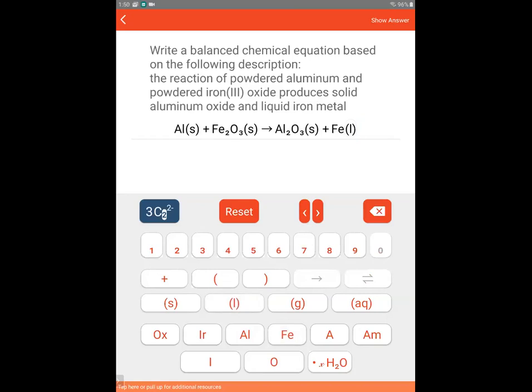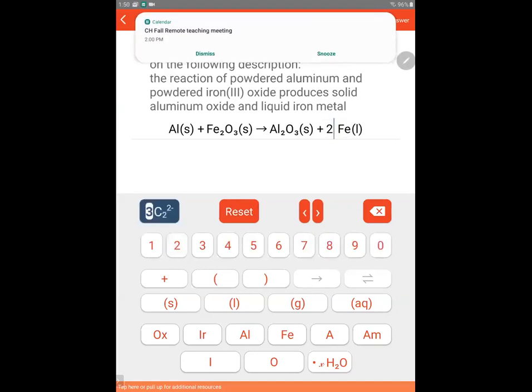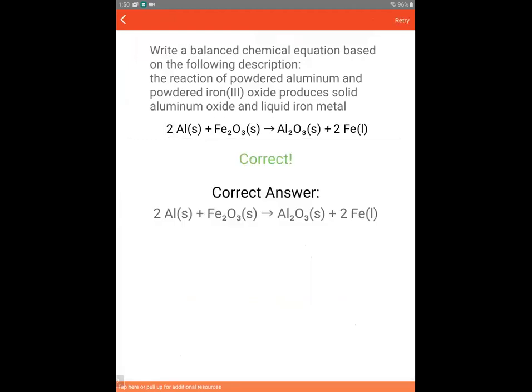Now we've got to check to see if things are balanced. And we already see it looks like the oxygens are balanced, 3 on each side. So the irons and the aluminums are going to need to be balanced. So I'm going to put a 2, switch to my coefficient, in front of the iron, and a 2 in front of the aluminum to have a balanced equation. See how we did. Correct. There we go.